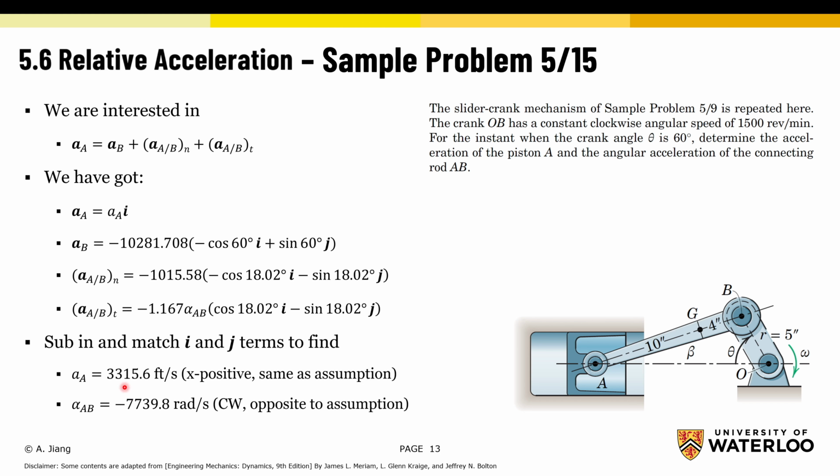Finally, you can see that we got a positive AA. That means our assumption is correct. It's the same direction as we assumed. But finally, we got a negative alpha AB. That means this is opposite to our assumption.